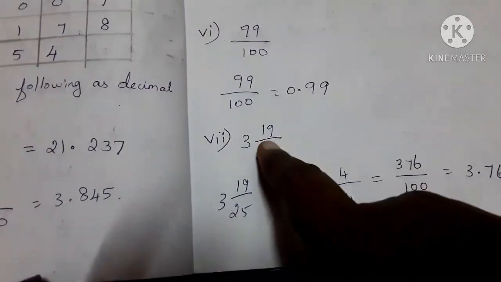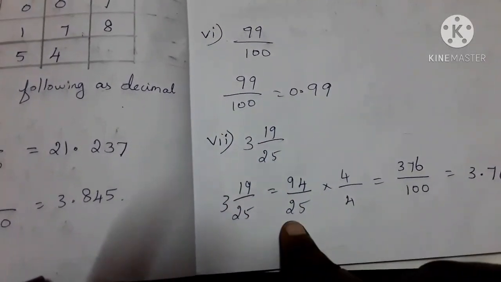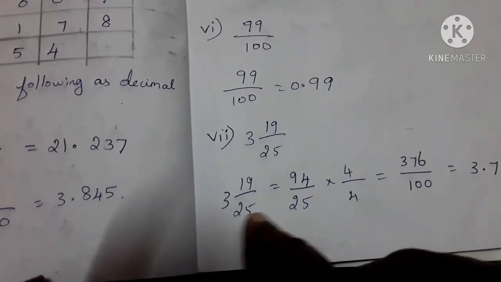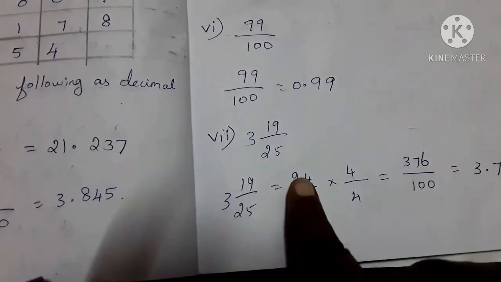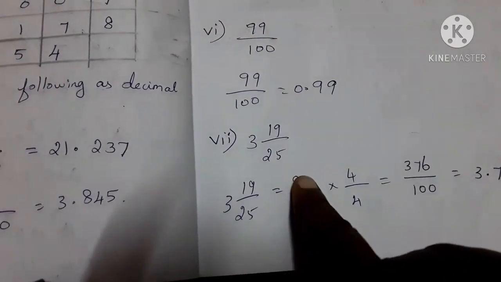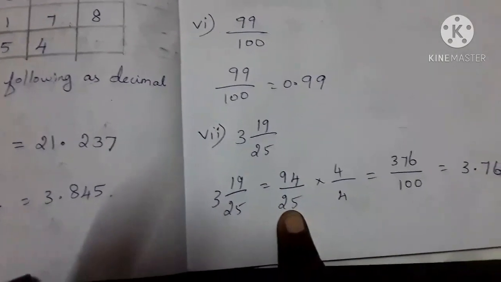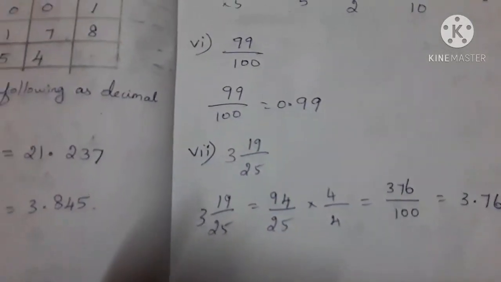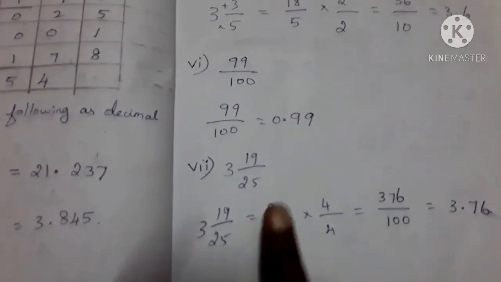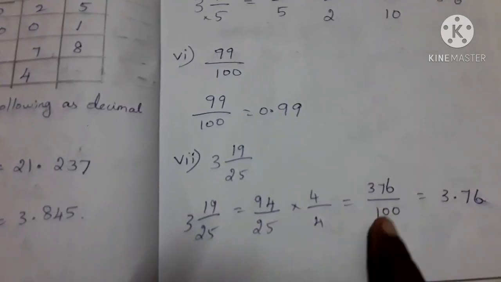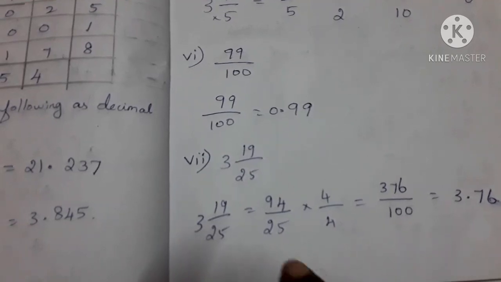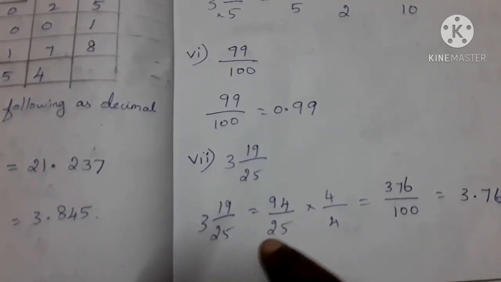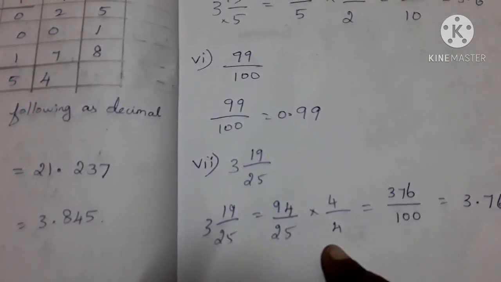Next, 7th question, 3 and 19 by 25. So this mixed fraction I told first we change into improper fraction. So 3 25s are 75. 75 plus 19, 94. So 94 by 25. See, last sums and all, it is below 10, so we change into 10. But it is above 10 means we have to change into 100.